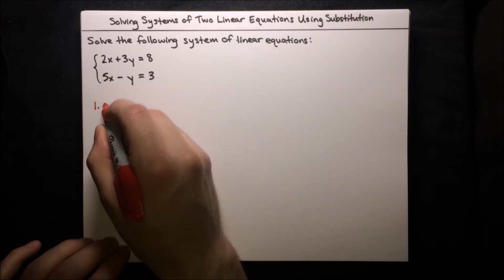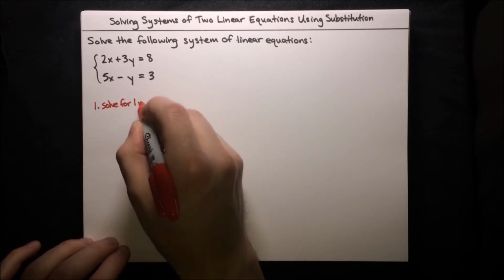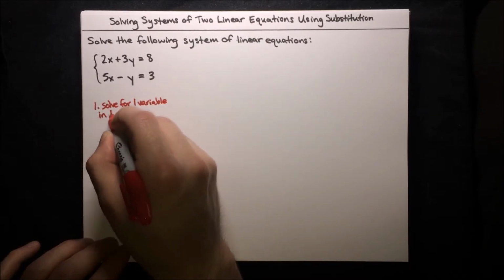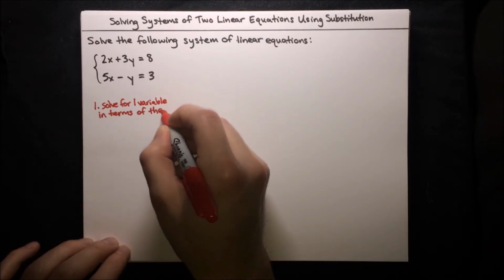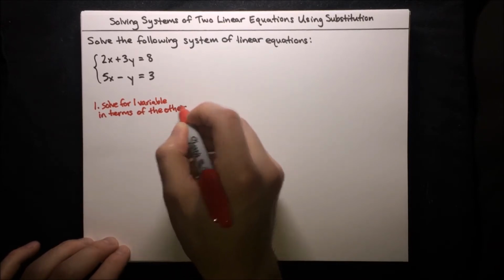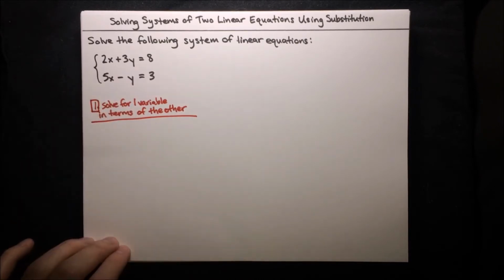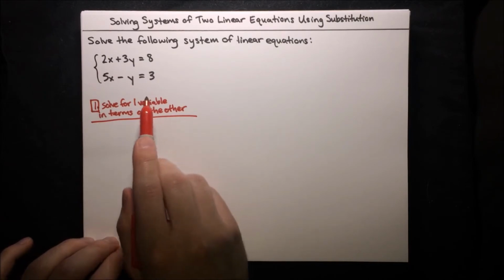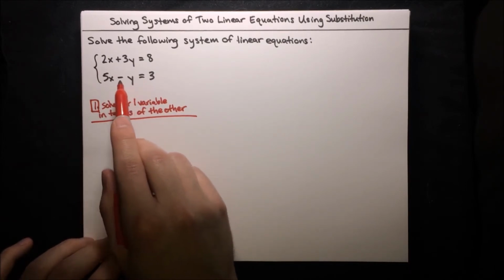First, solve for one variable in terms of the other. That's the first thing we want to do. Now, what will be the easiest variable to solve for in these equations? I think looking at this minus y here, that just has a coefficient of -1. That's pretty easy to deal with.